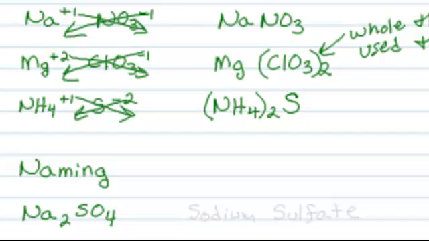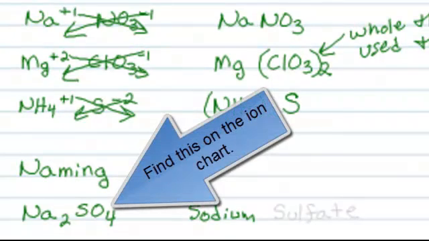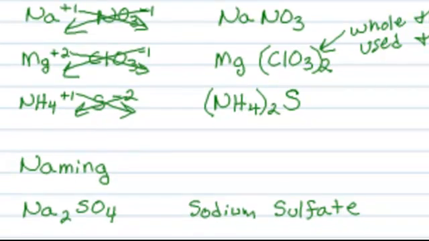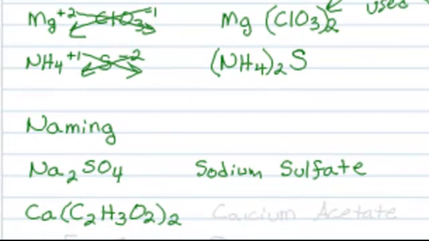When you're naming them, it's really pretty straightforward. Na is sodium. And all you have to do is look up SO4 on your ion chart. And SO4 is sulfate. So you just write the name of the ion. You don't even have to change any endings. Sodium sulfate. For the next one, Ca is calcium. And then on your ion chart, C2H3O2, that is acetate. So it's calcium acetate.